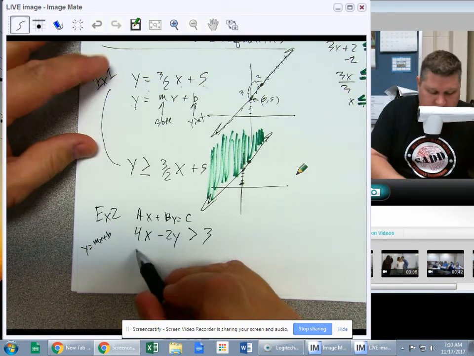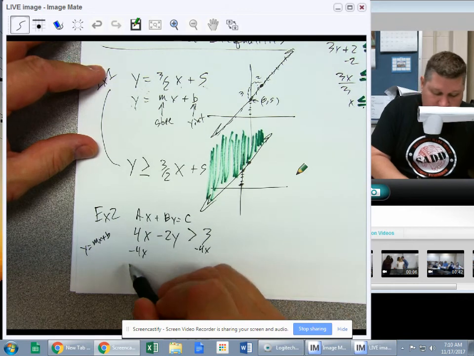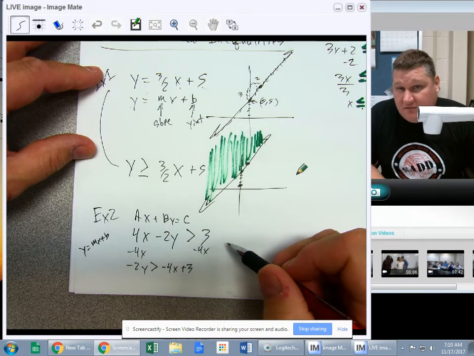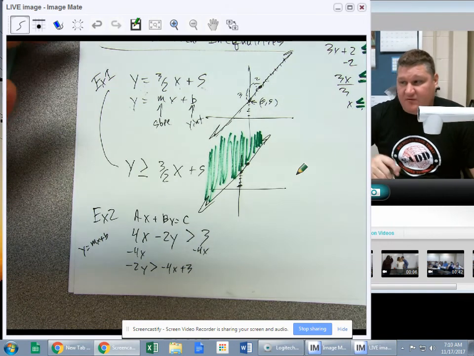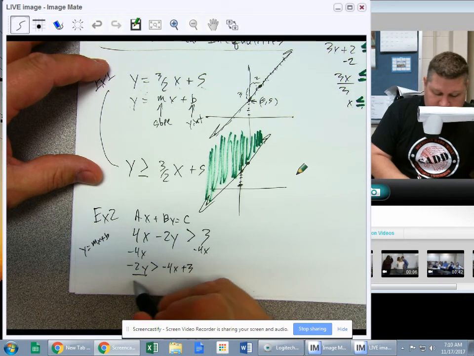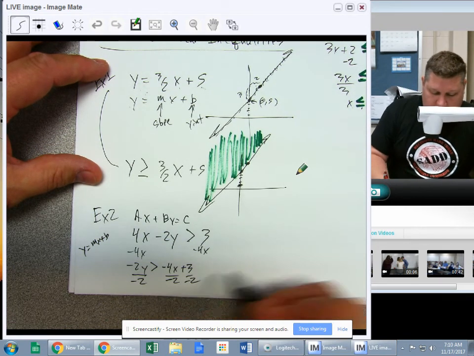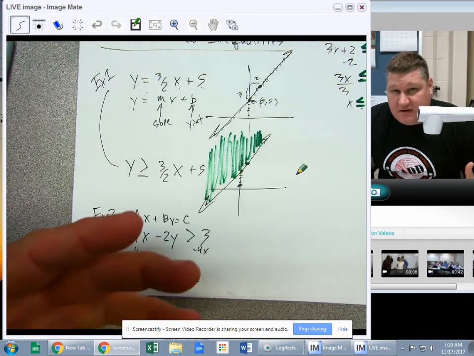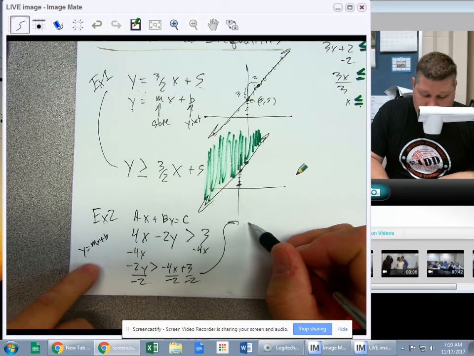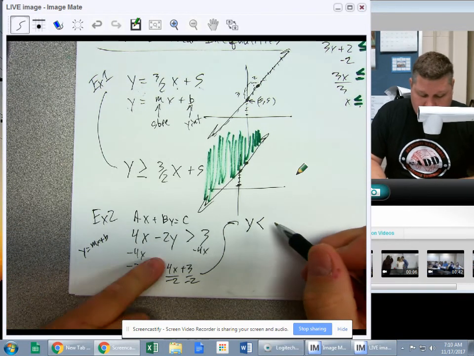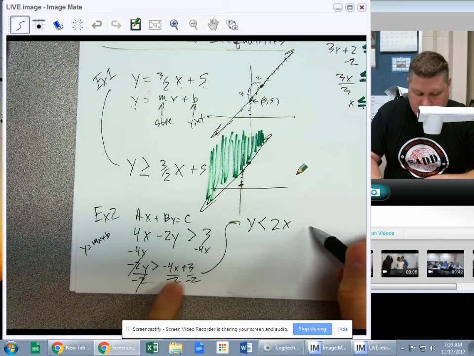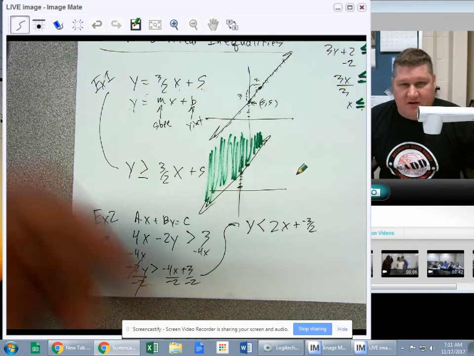So let's do that. Let's move the 4x over here to the other side, minus 4x. So I have negative 2y is greater than negative 4x plus 3. Why did I put the 4x first? Because the slope comes before the y-intercept in traditional formatting. So now we need to divide by negative 2. Warning: because I just divided by a negative, what must I do? Instead of is greater than, it's now going to be is less than. What's negative 4 divided by negative 2? Positive 2x plus negative 3/2, or if you put minus 3/2, that's fine.